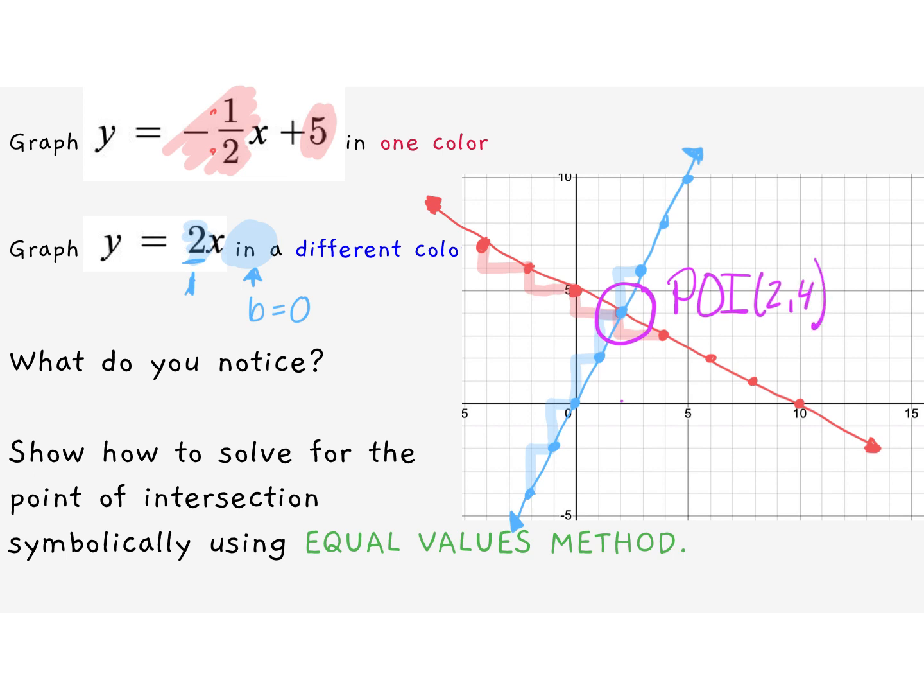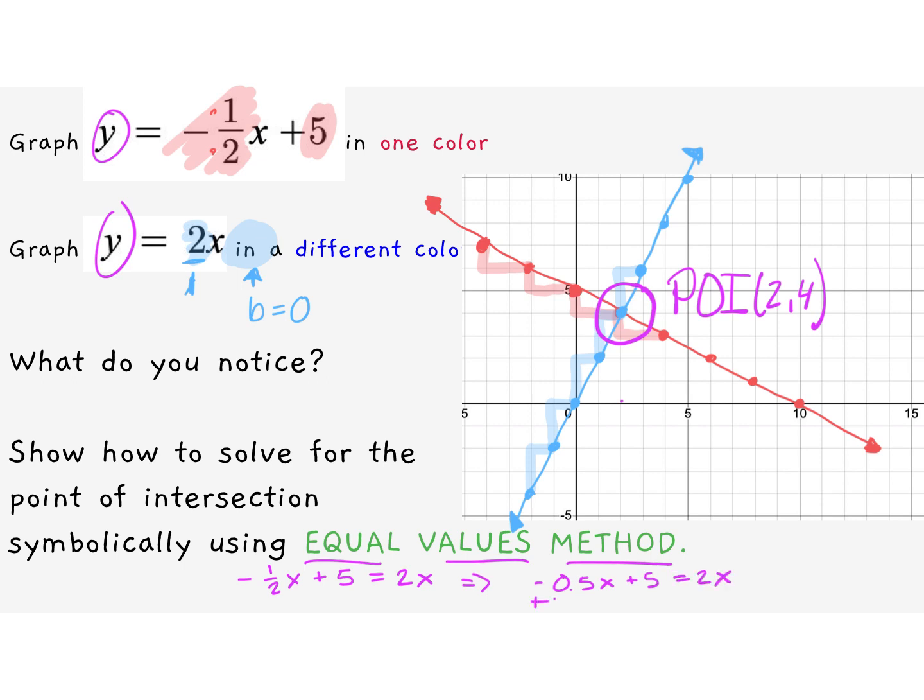So now it says to show how to solve the point of intersection symbolically using the equal values method. That's what I want to challenge you to do: set these two equations equal to each other. Since they are both equal to y, you could end up with an equation that looks like negative 1/2 x plus 5 is equal to 2x.